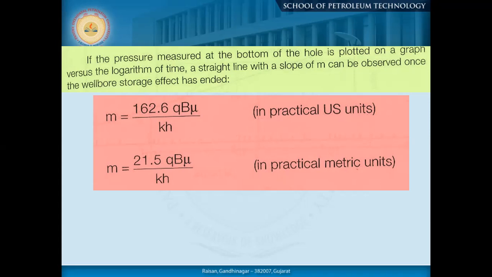So to get the straight line, we change our basic plots, maybe log-log plot, maybe semi-log plot, and we try to use different formulations or equations. As you see here, if the pressure measured at the bottom of the hole is plotted on a graph versus the logarithm of time, a straight line with the slope of m can be observed once the wellbore storage effect has ended.